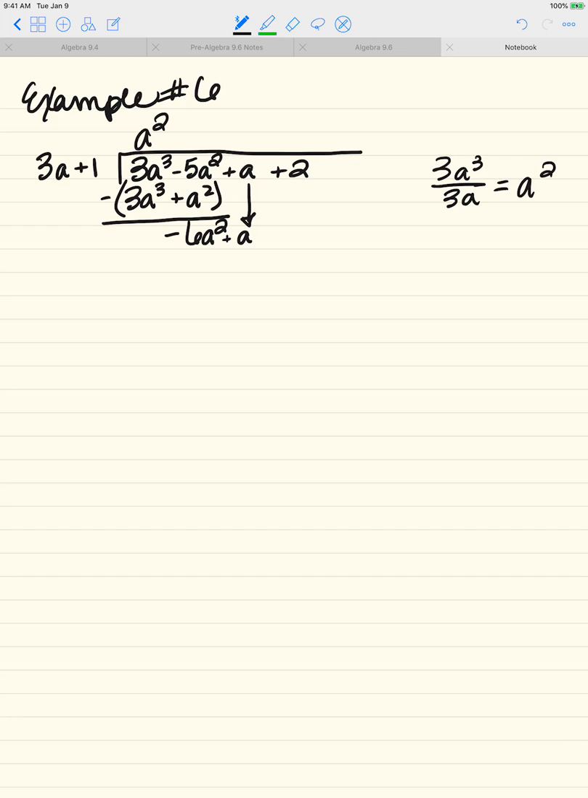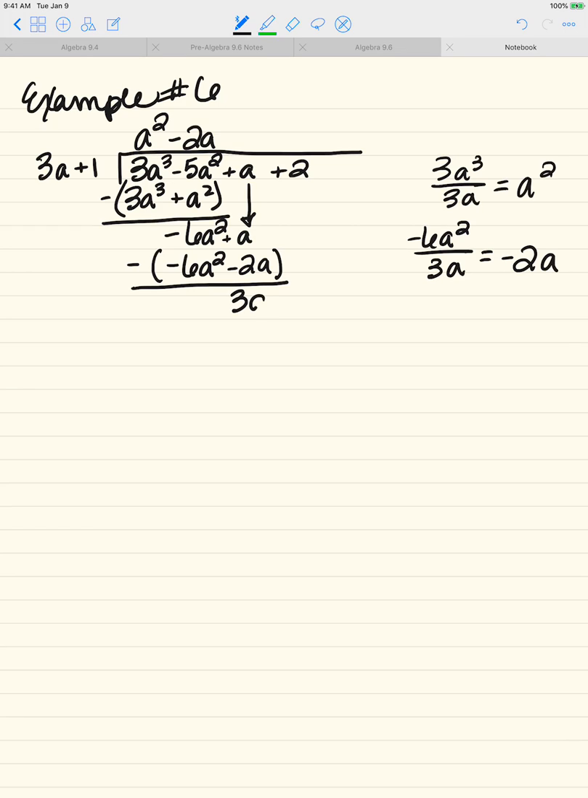Negative 6a squared divided by 3a is negative 2a. Do your multiplication. Negative 2a times 3a is negative 6a squared. Negative 2a times 1 is negative 2a. We are going to subtract all of that. Negative 6a squared minus negative 6a squared cancels out. a minus a negative 2a, so that's a plus 2a, gives us 3a. Bring down your 2.